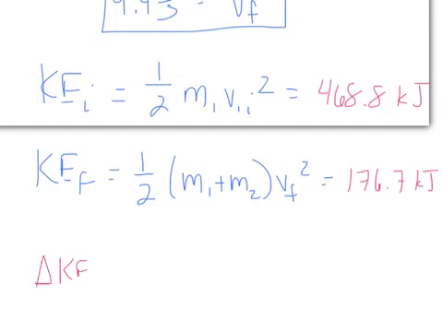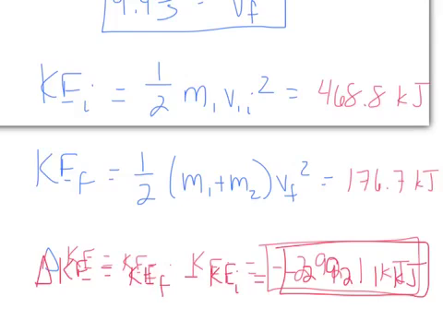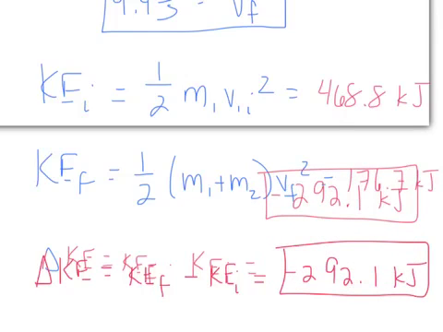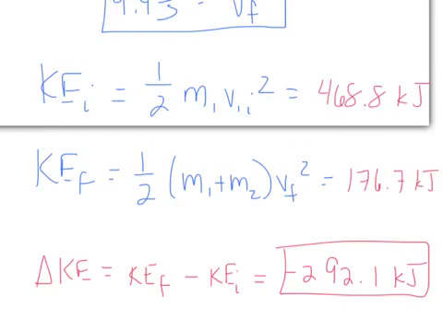Delta KE is equal to KE final minus KE initial. And subtracting those two quantities, we're going to get negative 292.1 kilojoules. This is the amount of energy lost due to friction. Okay, the friction that causes these two objects to fuse together and to form. So the energy needed would be 292.1 kilojoules in order for this to occur. Also note that this is just like our Q loss.